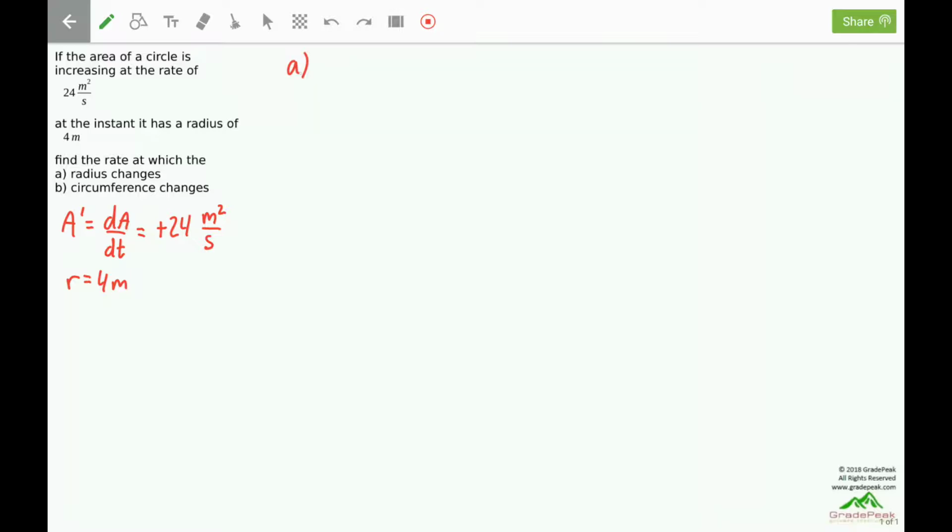For part A, we want to find how the radius changes. We know how the area changes, so we need to relate the radius to the area. The area of a circle is pi r squared. This is our related variables equation. If we take the time derivative of both sides, we will get the related rates equation.